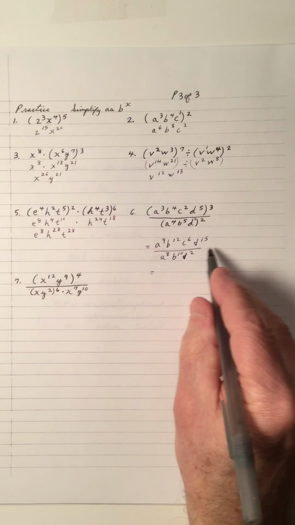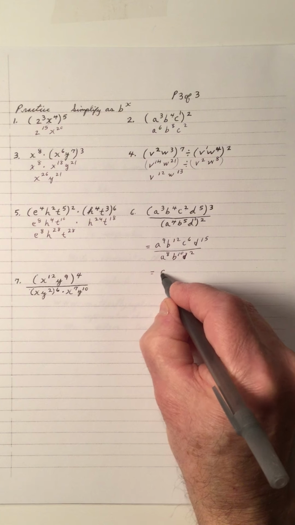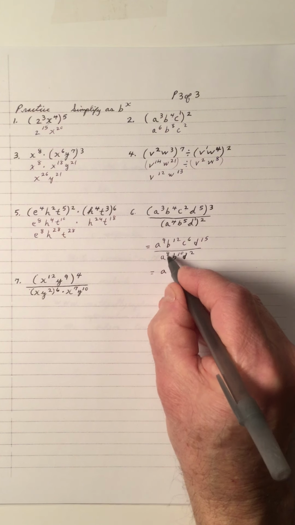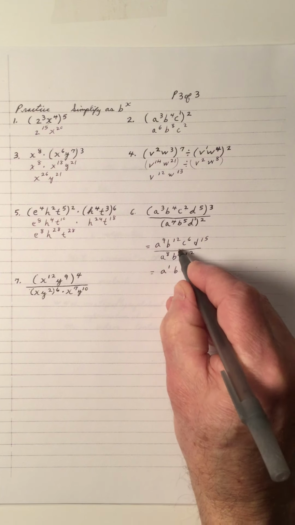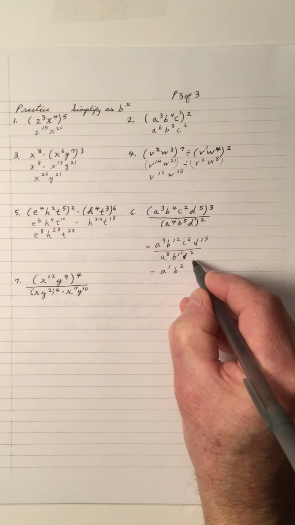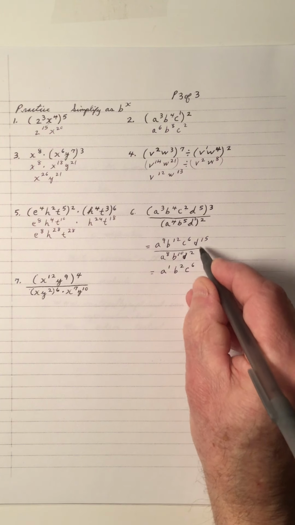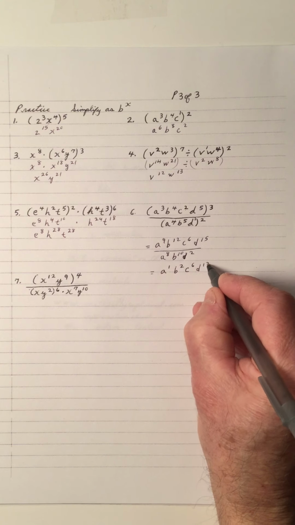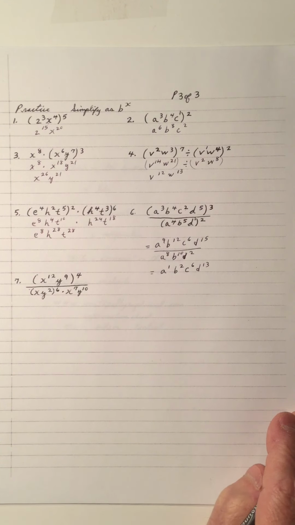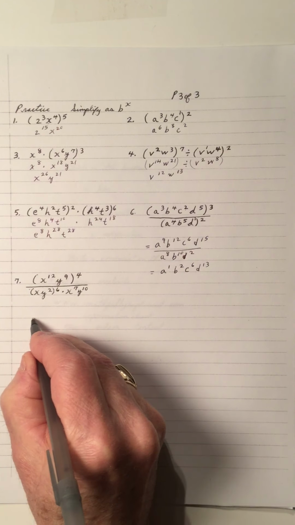Now, I'm dividing. So look at the A first, top and bottom. I subtract. 9 minus 8 is 1. B's, top and bottom, subtract. 12 subtract 10 is 2. C, none on the bottom, so I leave it alone. D's, subtract. 15 subtract 2 is 13. Simplified.